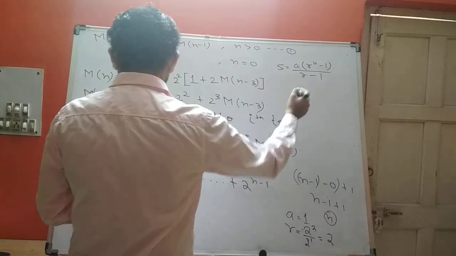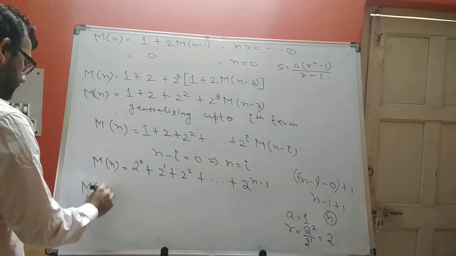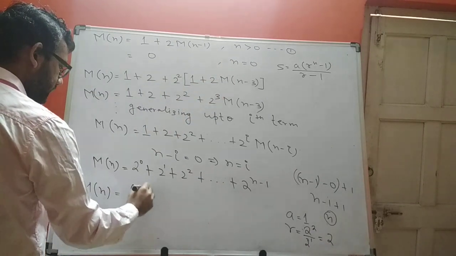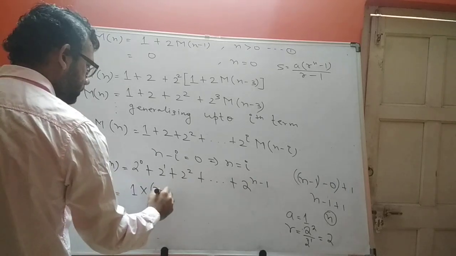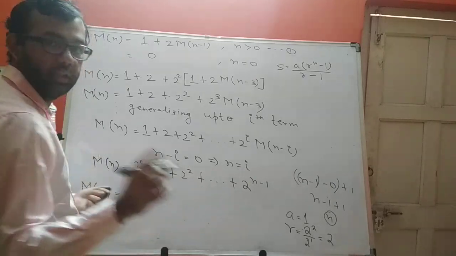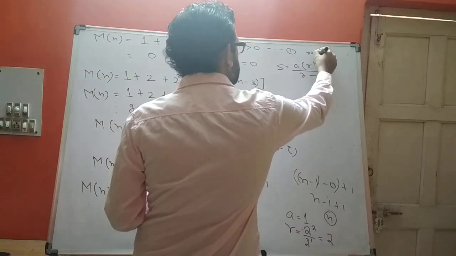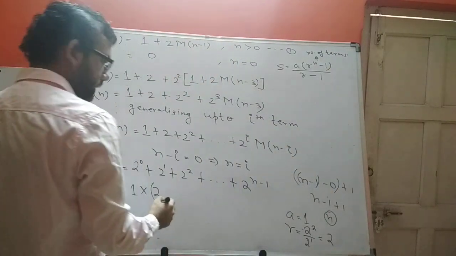So now my m of n can be expressed as that GP series. What is a? A is 1 into r. What is r? R is 2. So into 2 to the power of n. What is n? N denotes the number of terms. Here n denotes the number of terms. So what is n?